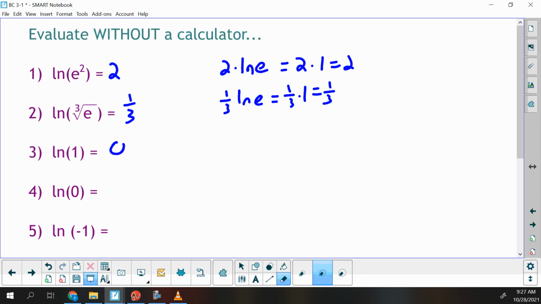We just talked about a second ago that natural log of 1 is 0. And we said the domain of natural log is x is greater than 0. So neither of these exist. You could either say DNE or you could say undefined. That's fine too.